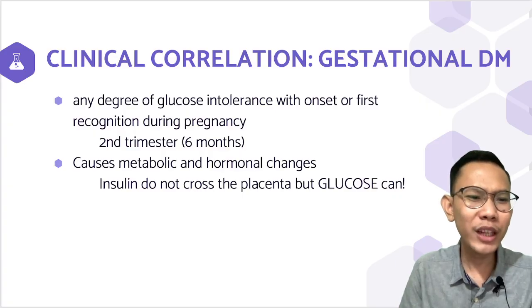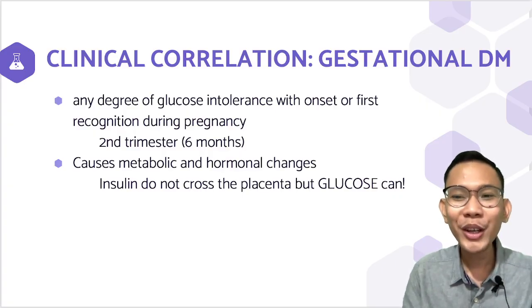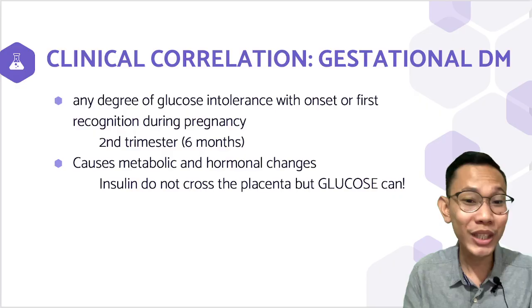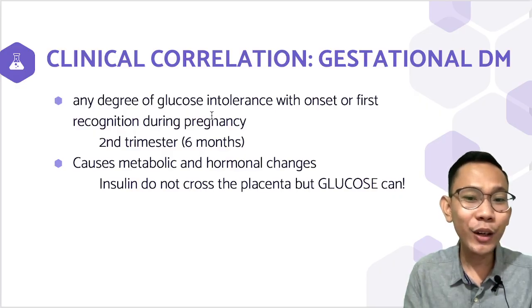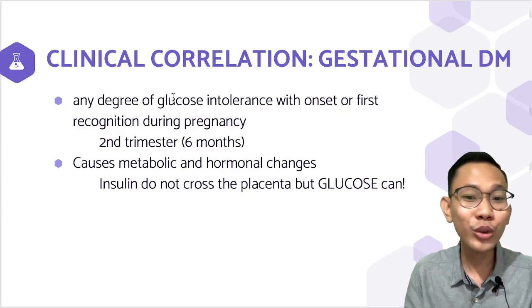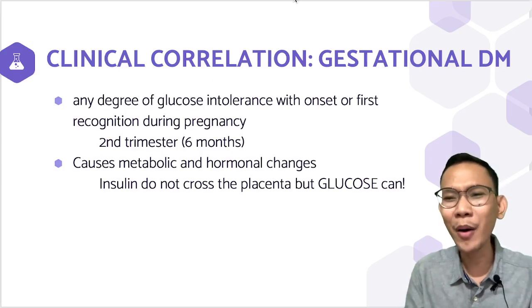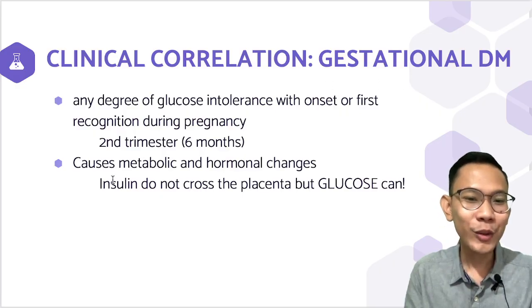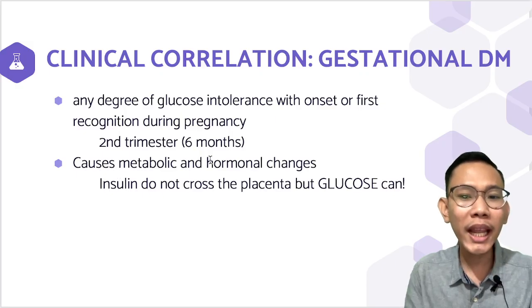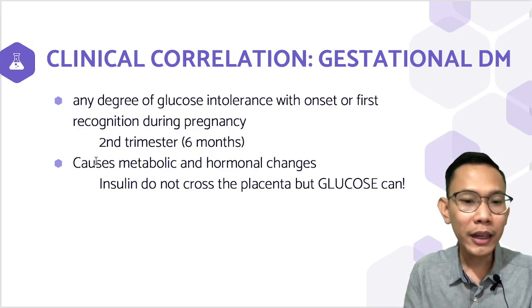Now, we will proceed with our last discussion, gestational diabetes mellitus. Again, when we say GDM, this is any degree of glucose intolerance with onset or first recognition during pregnancy. So your gestational DM happens during pregnancy, kaya tinatawag natin gestational. Usually second trimester or 6 months. It causes metabolic and hormonal changes. Remember, insulin does not cross the placenta but glucose can.